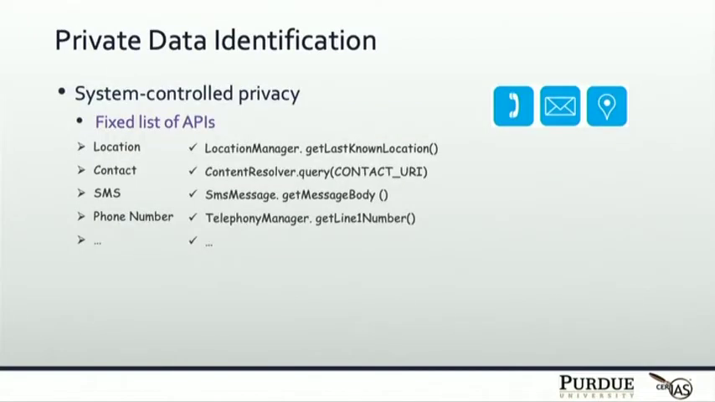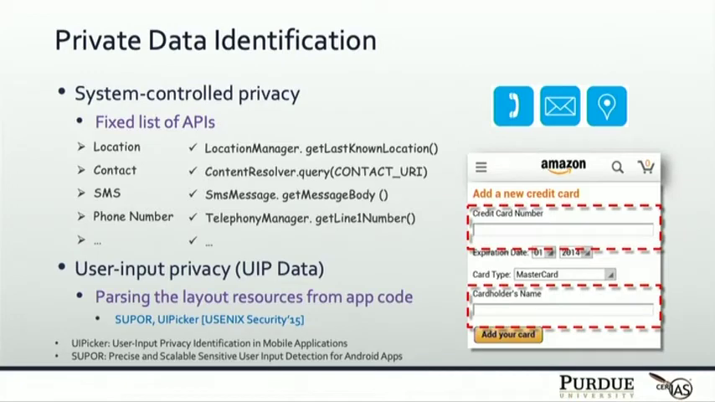When we are talking about automated privacy leakage analysis, traditionally, sensitive sources in mobile apps are labeled by a set of fixed APIs that refer to system-controlled private data. These include location, contact information, SMS, and phone number. Later, to expand the scope for detecting privacy leakage in a more fine-grained manner, researchers also brought solutions to identify user input data. Basically, they parse the layout resources of the mobile applications and identify what kind of input is sensitive.